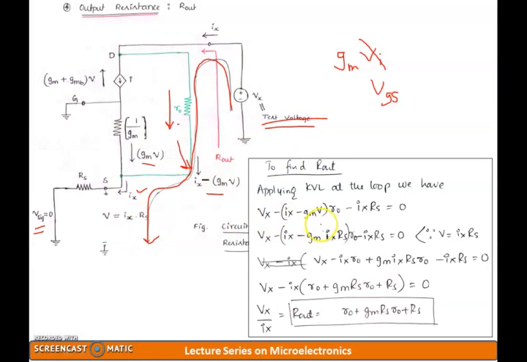Now let's try to substitute the different values. The V value is what? V is nothing but Ix into Rs. I substitute over here, then the rest of the terms are intact. I just try to simplify all these terms. Vx minus Ix into R0 minus gm Ix Rs R0 minus Ix into Rs is equal to 0.